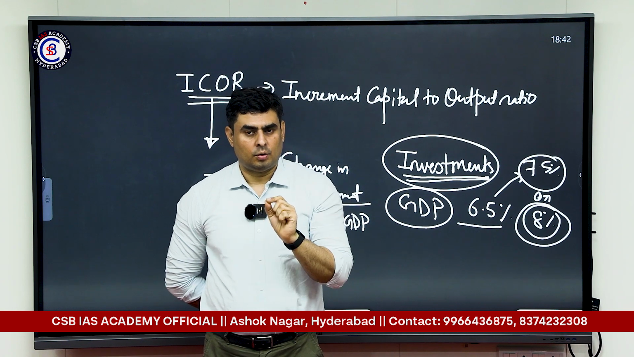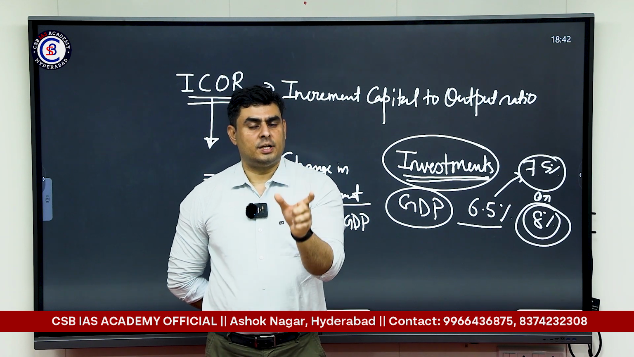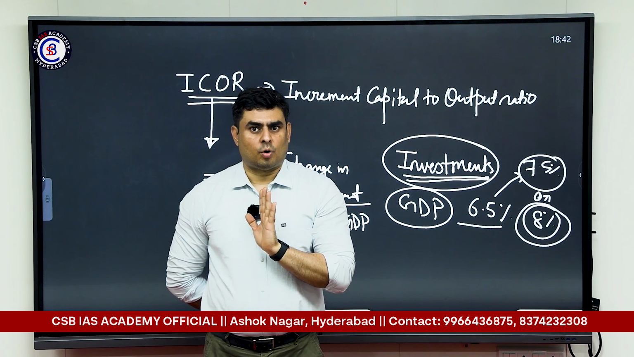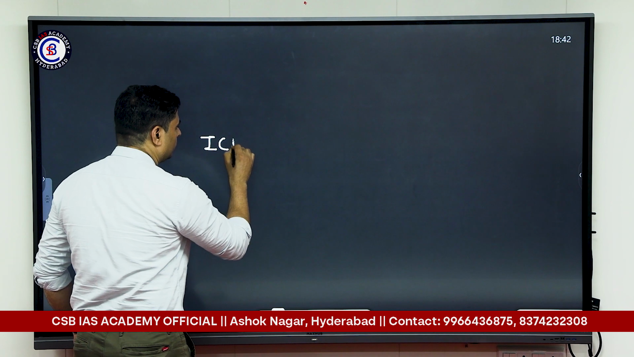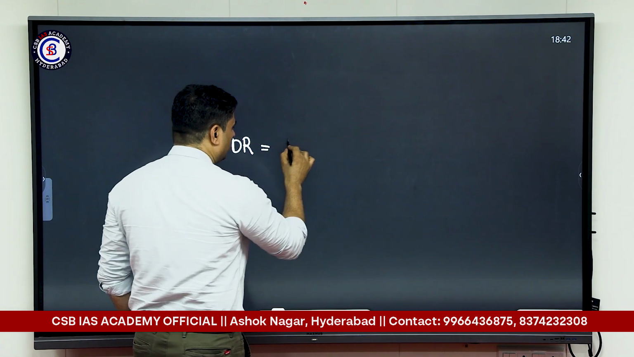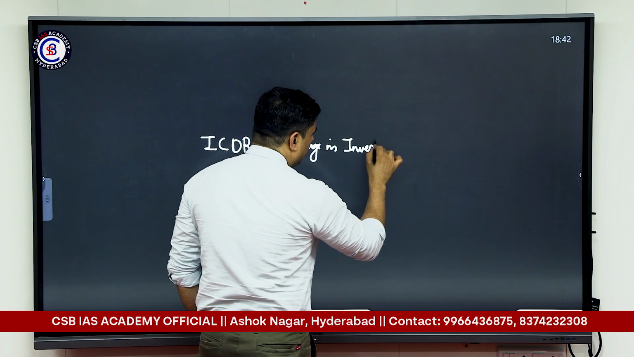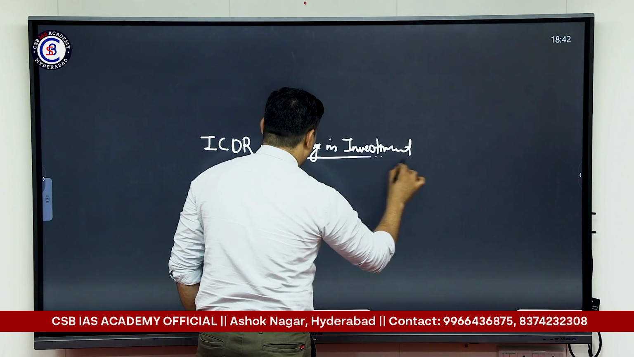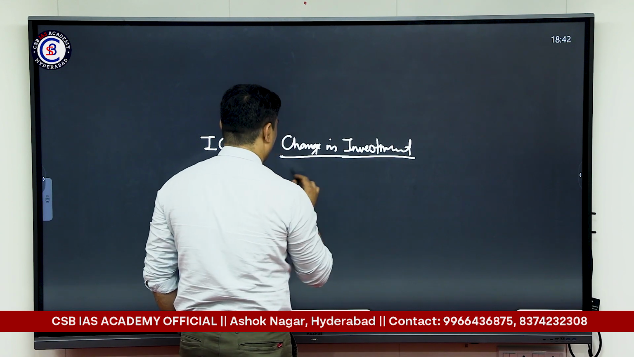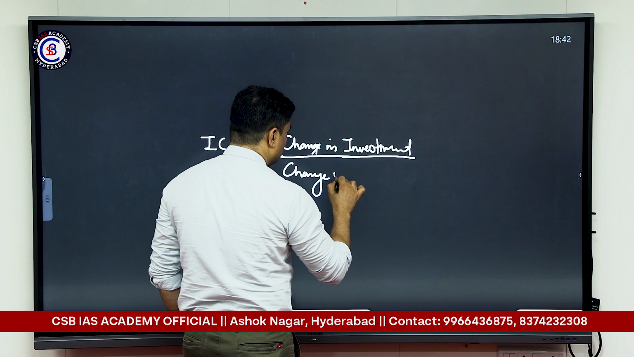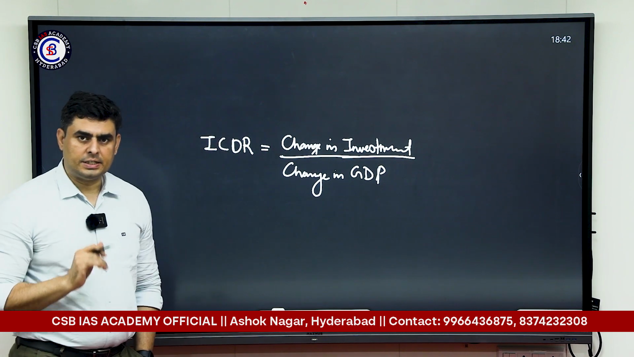You have calculated that value. How have you calculated it? Change in investment in the numerator and change in GDP in the denominator. So ICOR is equal to change in investment upon change in GDP.